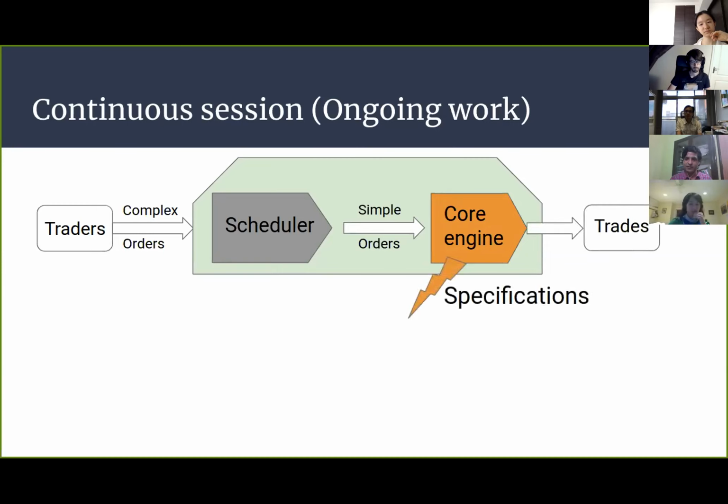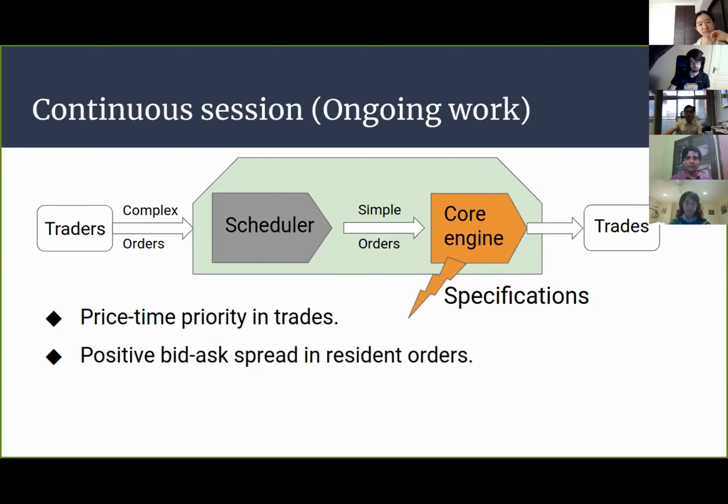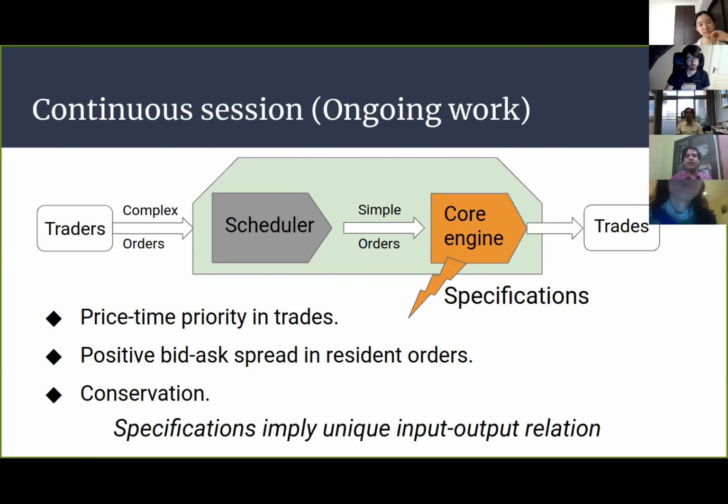And then we give the specifications for the simple orders. There are three natural specifications. One is price-time priority in the trades, which ensures that the trading is fair. Then the positive bid-ask specification. This specification ensures that you should maximize the trade on the arrival of a request. That is an online algorithm. And the conservation specification, this ensures that there is no arbitrary treatment of buy and sell requests. Finally, we prove that these specifications imply a unique input-output relation, and that we have a unique algorithm.